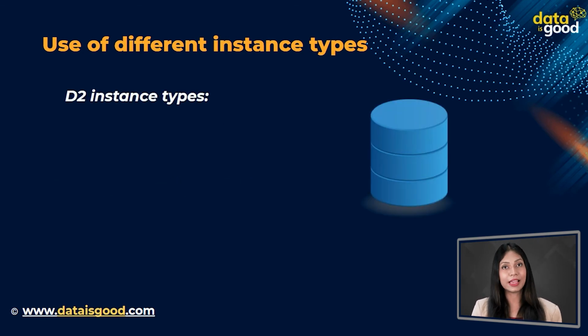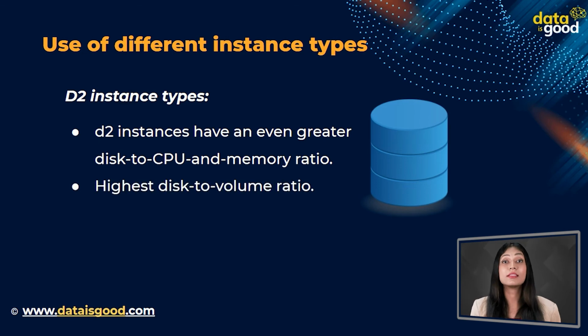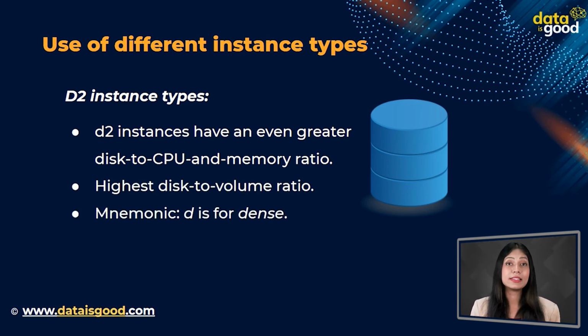D2 Instance Types. D2 instances have an even greater disk to CPU and memory ratio, making them well suited for massively parallel processing. They have the highest disk to volume ratio. Mnemonic, D is for dense.